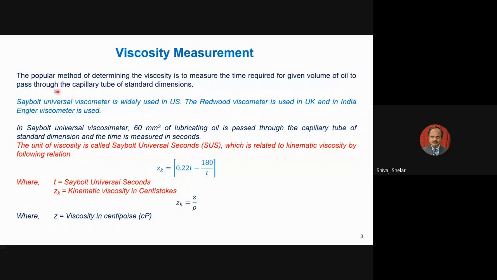So there are popular methods of determining viscosity. In that popular method, they measure the time required for a given volume of oil to pass through a capillary tube of standard dimension.